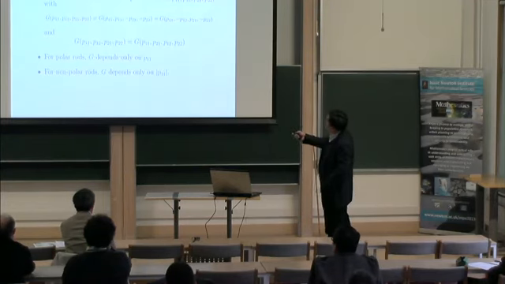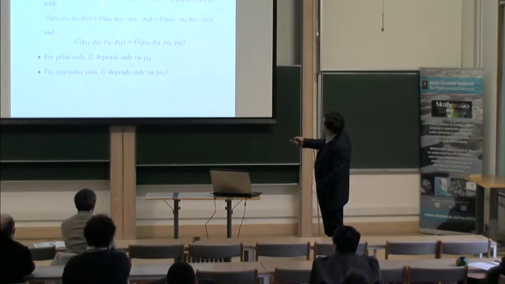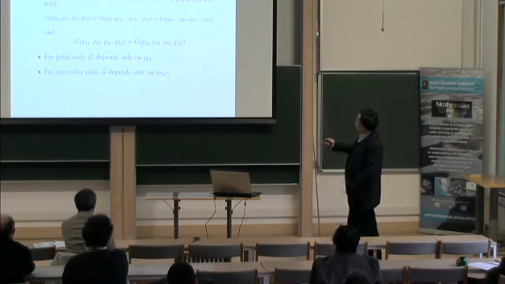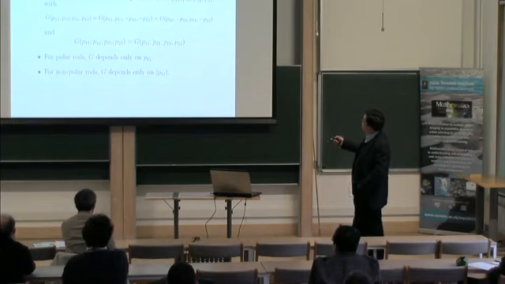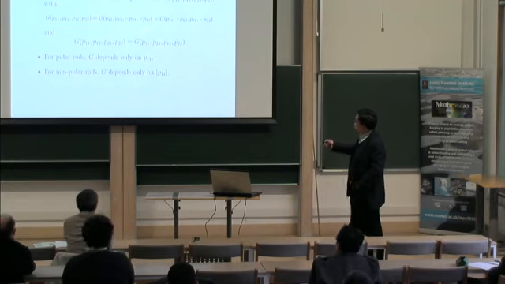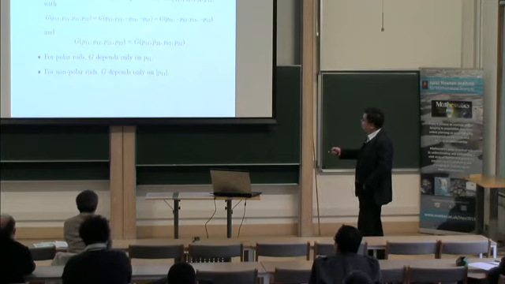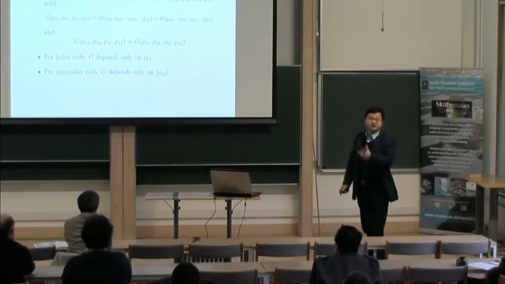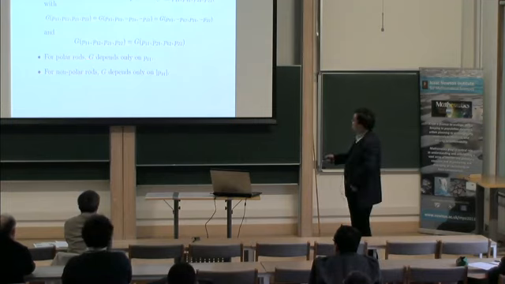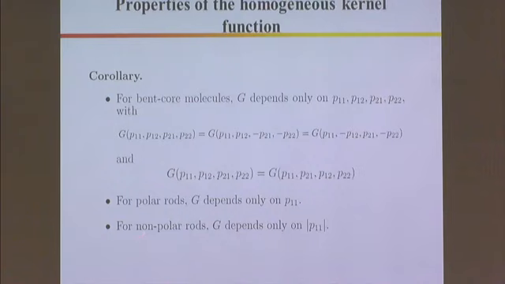So now we have the corollary. For the banana-shaped molecules, G depends on P11, P12, P21, P22. So you have this polynomial. For the polar rods, G depends only on P11. For the non-polar rods, G depends only on the absolute value of P11.